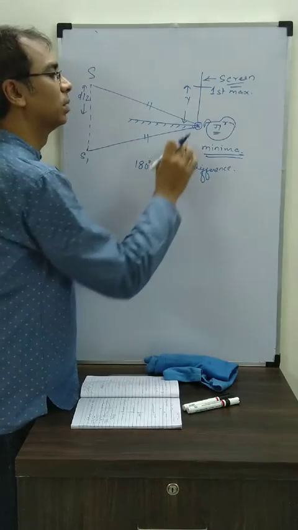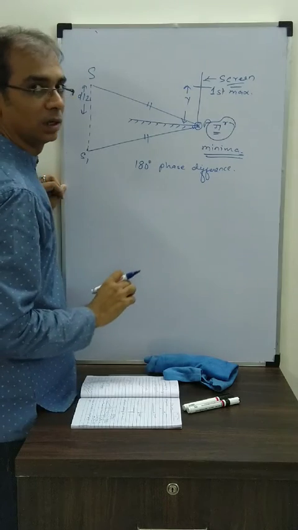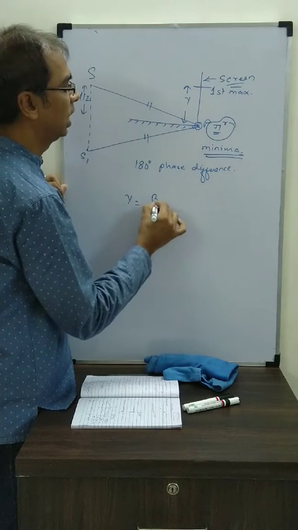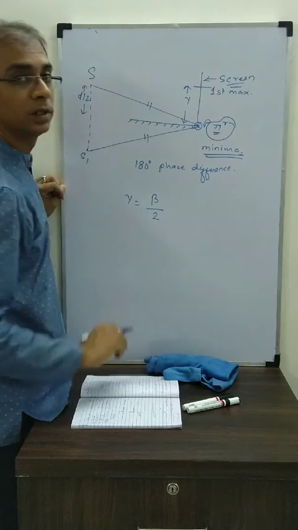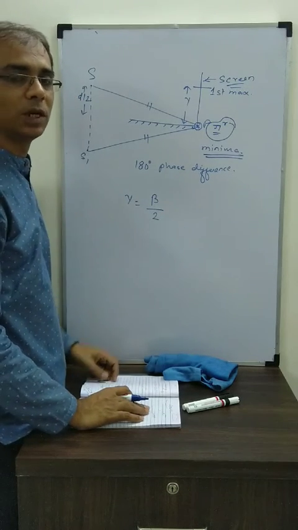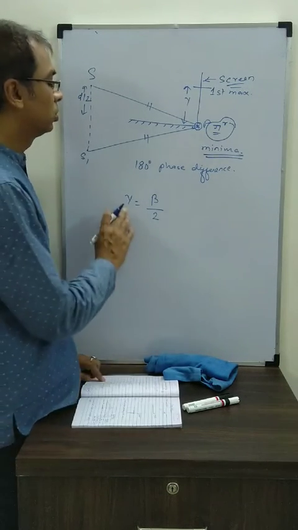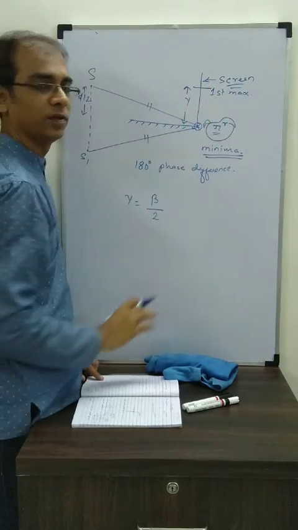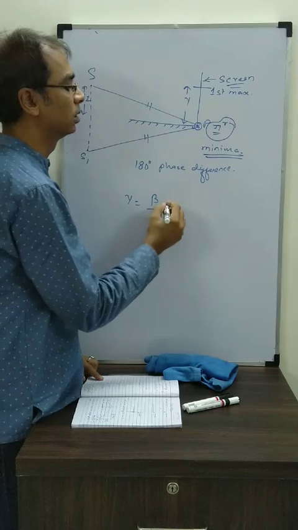Now we know that between a minima and maxima, it's half of the fringe width. What is fringe width? Distance between two successive maximas. Okay? So here, this is minima and this is maxima. So this will be half of the fringe width. And what is fringe width here?